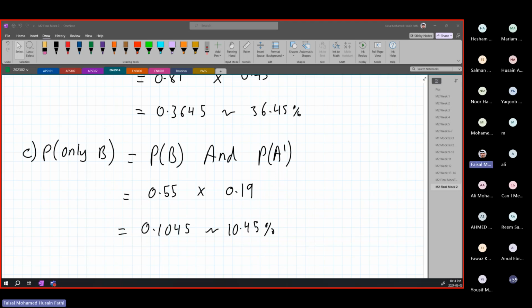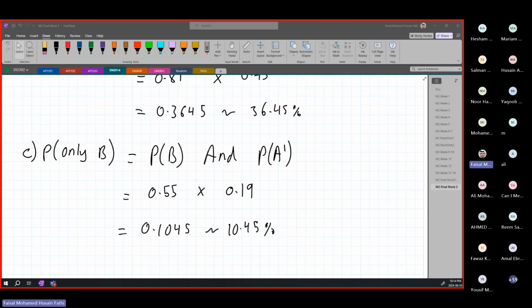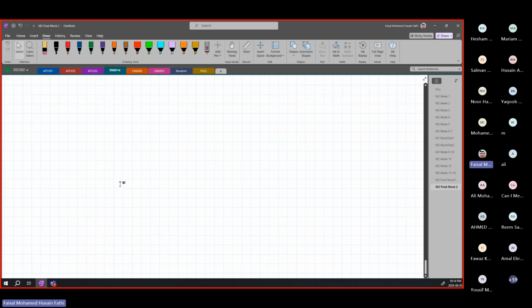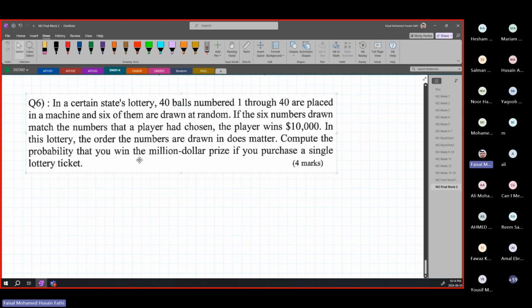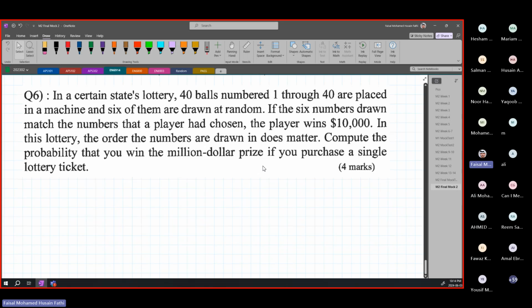All right, so it's also another probability question with a lot of words, and this is including permutation and combination, which we will see in a bit. As soon as I saw lottery, I knew it was going to be permutations and combinations.